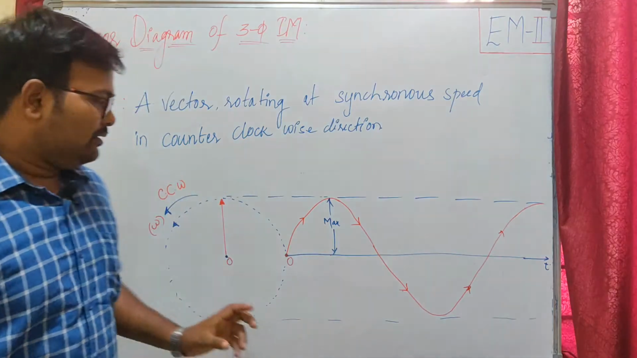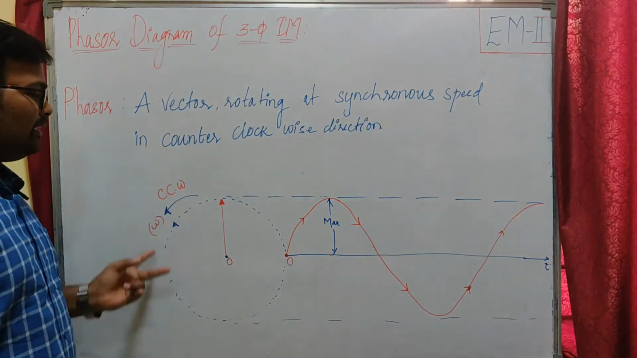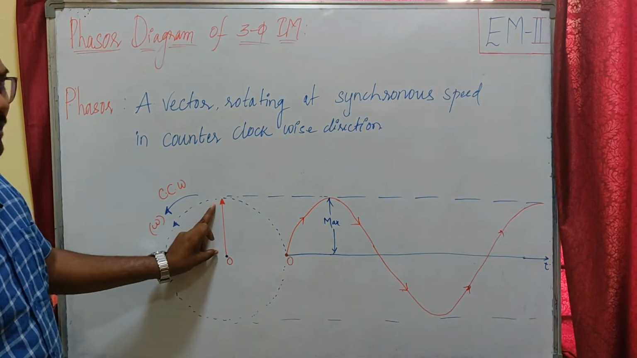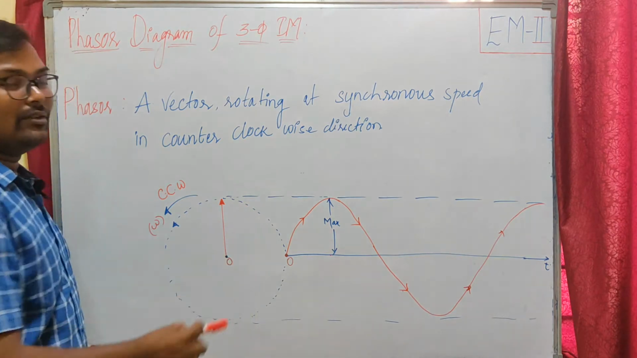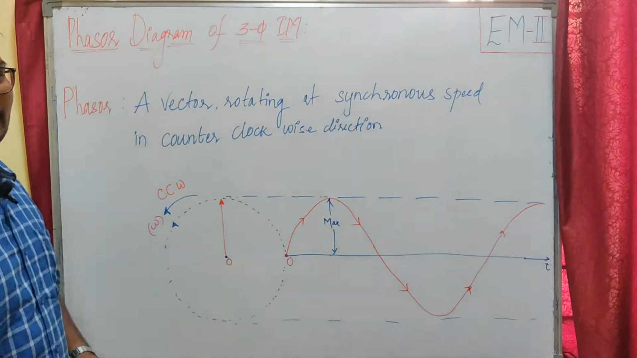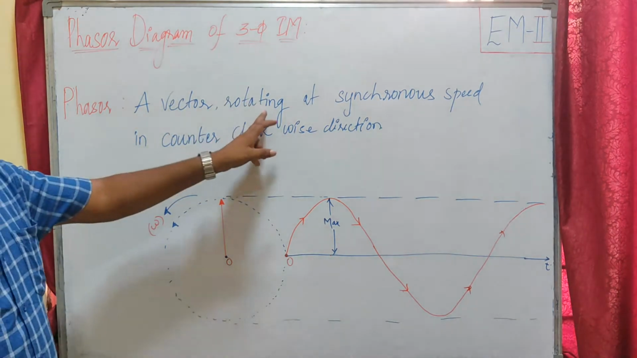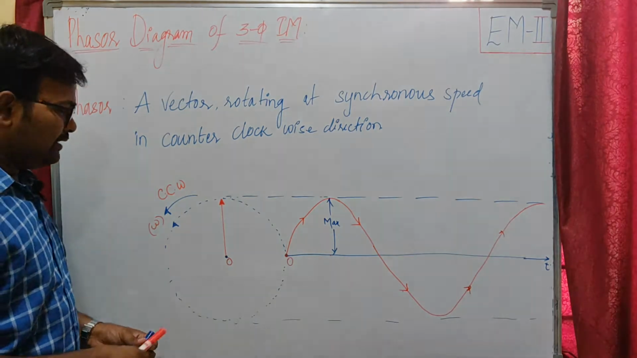See, a phasor is a vector which rotates at synchronous speed in counterclockwise direction. You can see this is a vector. When it rotates in counterclockwise direction at a speed called synchronous speed, this vector is called a phasor. Here I have written the definition for phasor: a vector rotating at synchronous speed in counterclockwise direction. See what is happening when it is rotating.